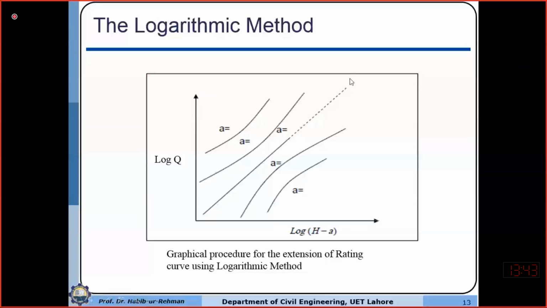So this is from the graph you can find, and you can also find out using the equation. Once you finish this graph, you can find out the y-intercept, that is log of q, and you have log of h minus a, h is 4.4, a you will finalize, which will give you the straight line. So you can find out log of q, and then you can take the anti-log.